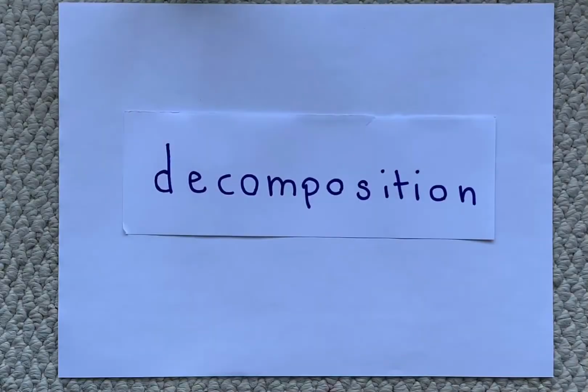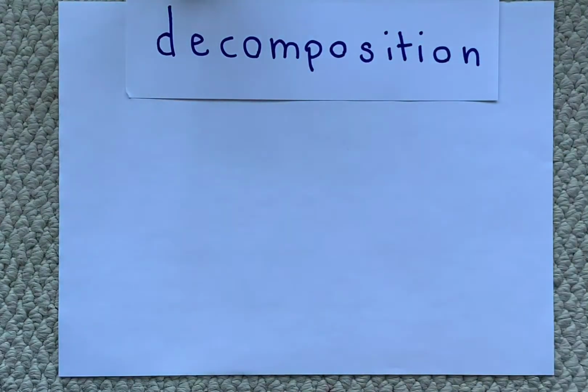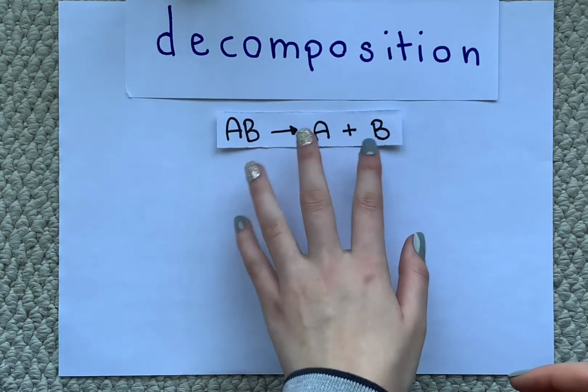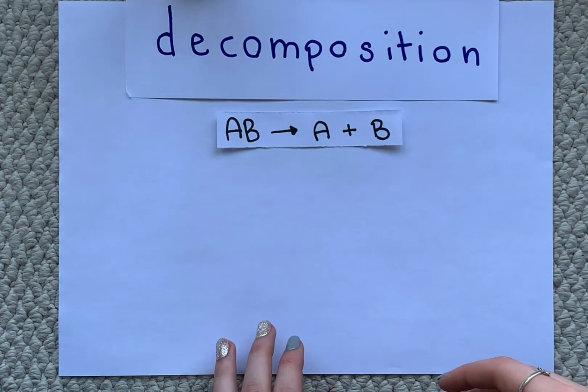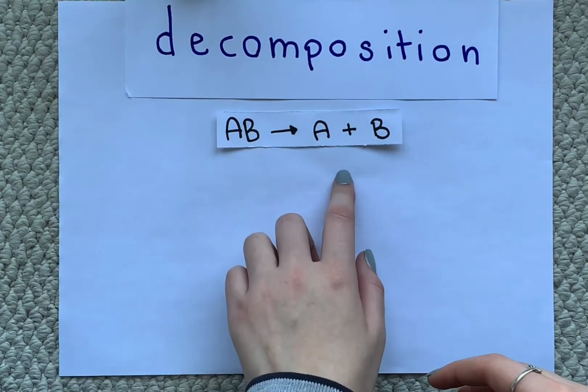The next reaction we're going to be talking about is very similar to synthesis, and it is decomposition. So our formula for this is actually the same formula for synthesis backwards. So instead of ending with our AB compound, we're actually starting with it and we're breaking it down or decomposing it.